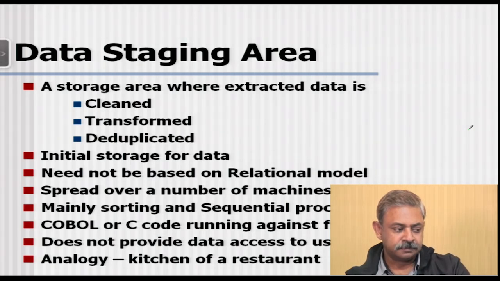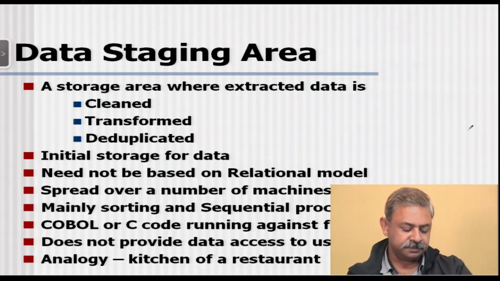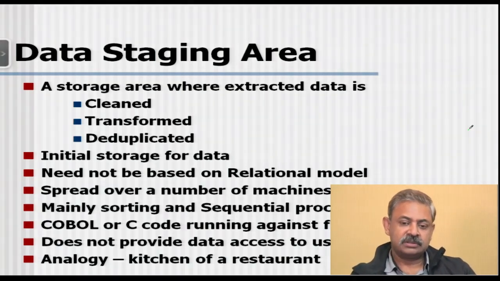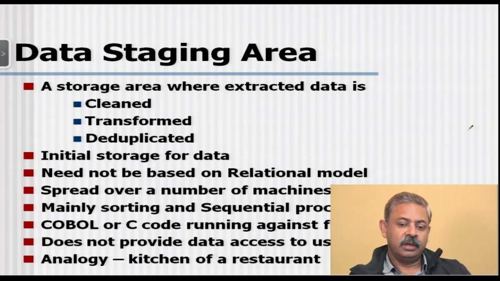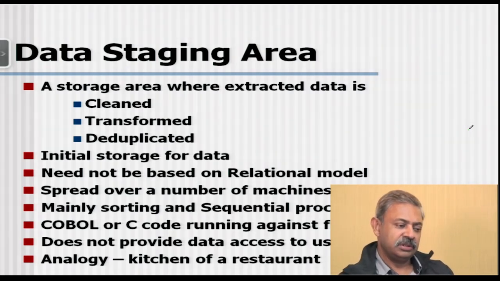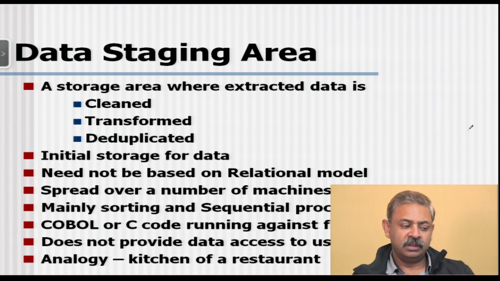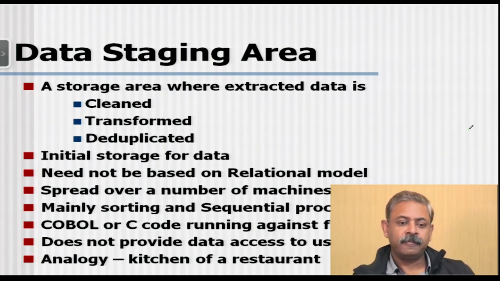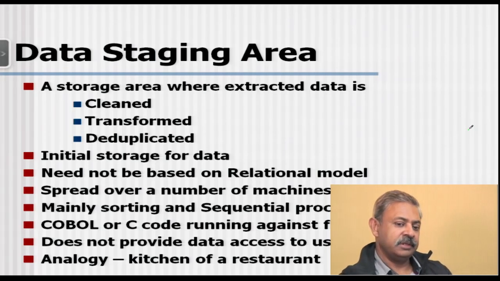And then there's this data staging area. The data staging area is where the data is processed and prepared to be loaded into the data warehouse. And it's a storage area. It could be just a single machine, or it could be a set of machines. It is a storage area where extracted data is cleaned, transformed, and deduplicated. And this is the initial storage for the data.